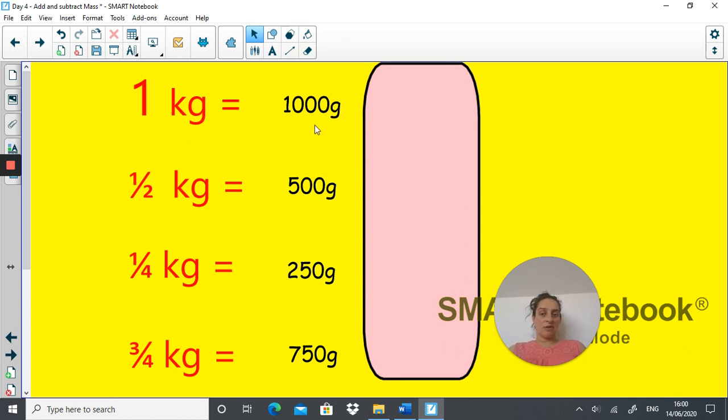1 kilogram is 1,000 grams. Half a kilogram is 500 grams. A quarter of a kilogram is 250 grams. And 3/4 of a kilogram is 750 grams.